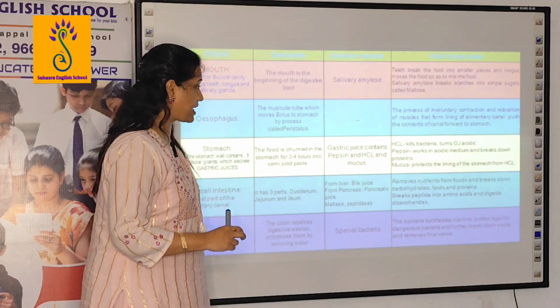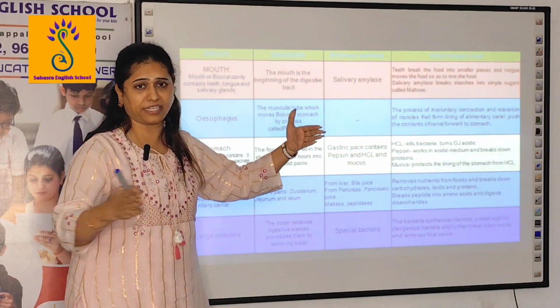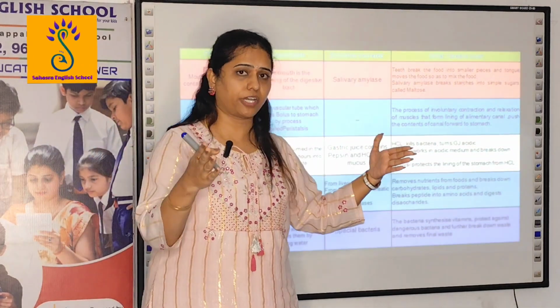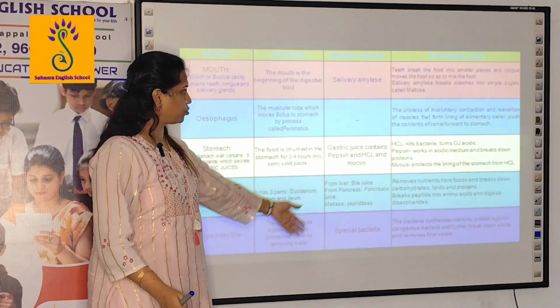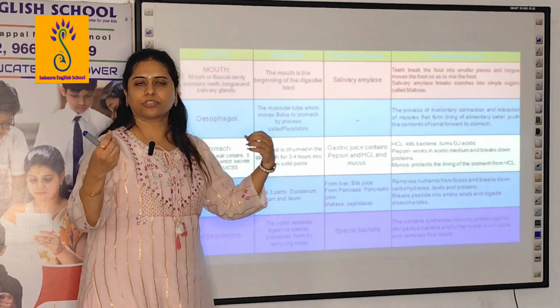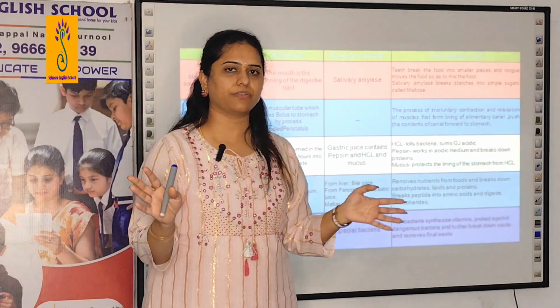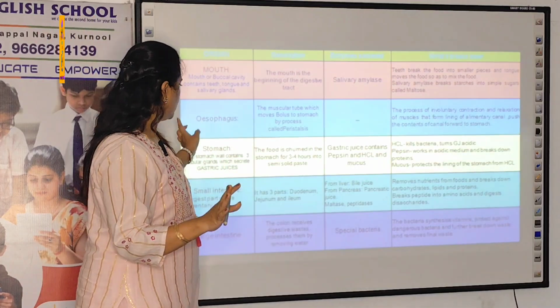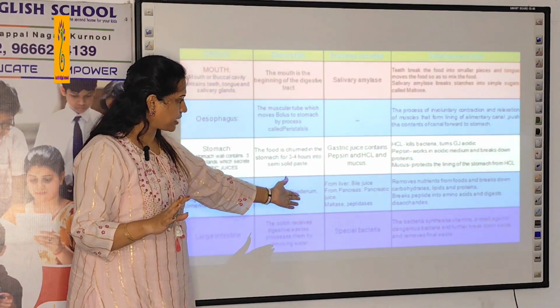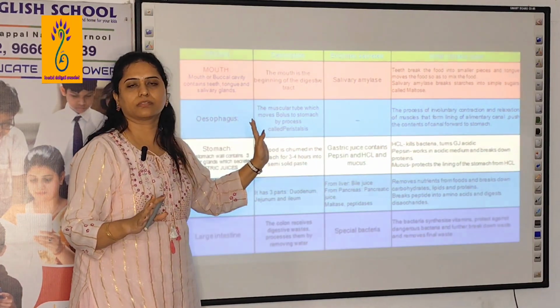Children, this is very easy. You need not study the entire topic of digestion in your textbook. Just go through this tabular column, you can make notes and you can definitely fetch more marks. Okay? All the enzymes secreted, everything I have given.